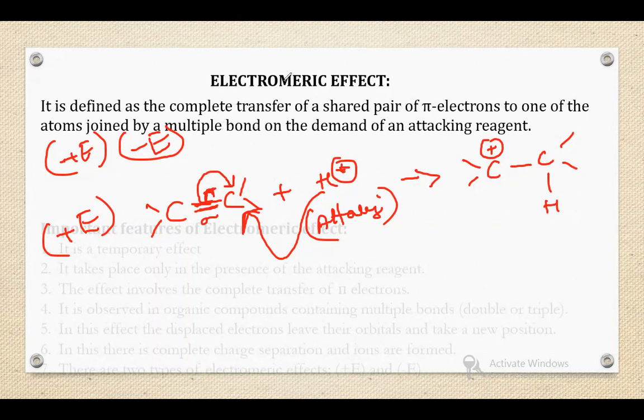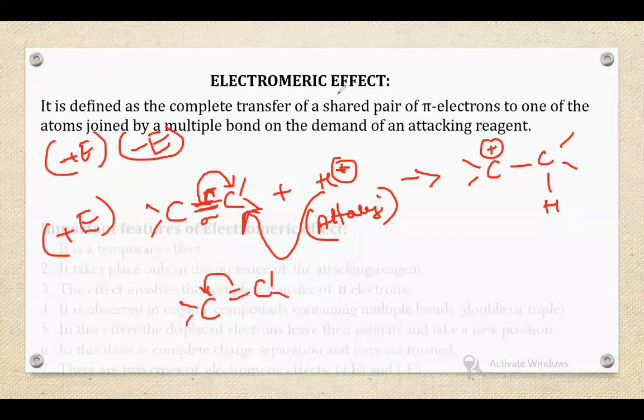Now the reverse, opposite: if the attacking reagent is a nucleophile, with a carbon-carbon double bond there are two types. If the pi electron attaches to another group, instead of C, any one group should be more electronegative. I'll take a carbonyl group, C double bond O, a ketone group. In the C double bond O group, oxygen is more electronegative than carbon, so the shared pair of electrons shifts onto oxygen.